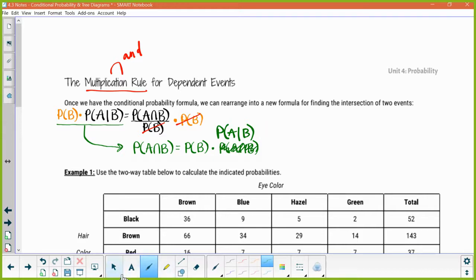And we like to call this the multiplication rule for dependent events. So we have one for independent events, and that's just the probability of A times the probability of B. But when you have events that change based on one event occurring already, you are going to want to go with this formula.